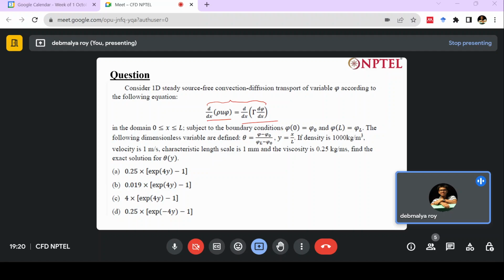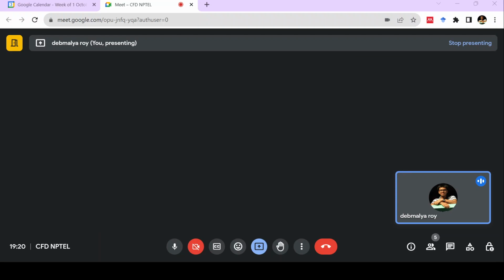Firstly, our equation that has been provided is in terms of phi. We would like to convert it in terms of theta, and instead of x, we want to put y. These are basically non-dimensional terms, so we would first want to non-dimensionalize our equation. Let's see how we would do that. We would simply put this expression instead of phi and see what extra we have done.